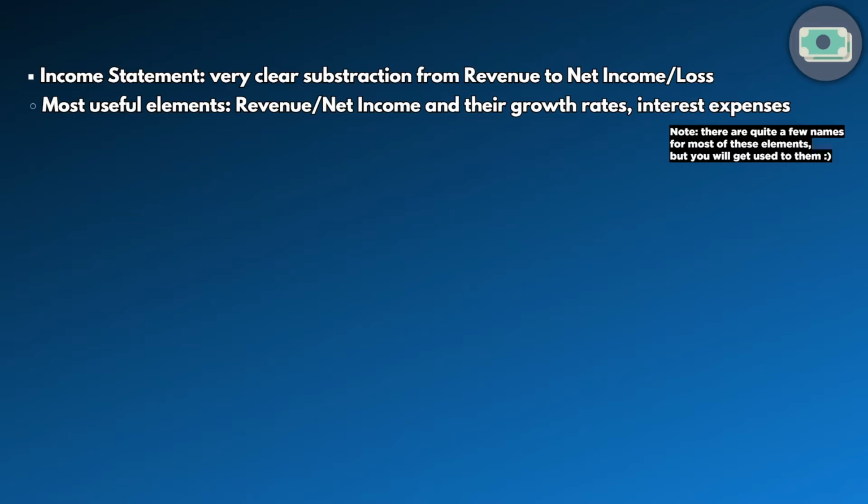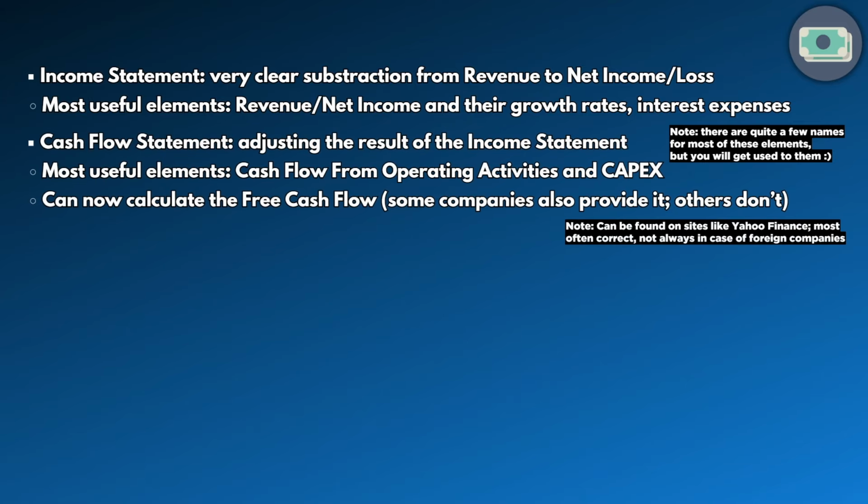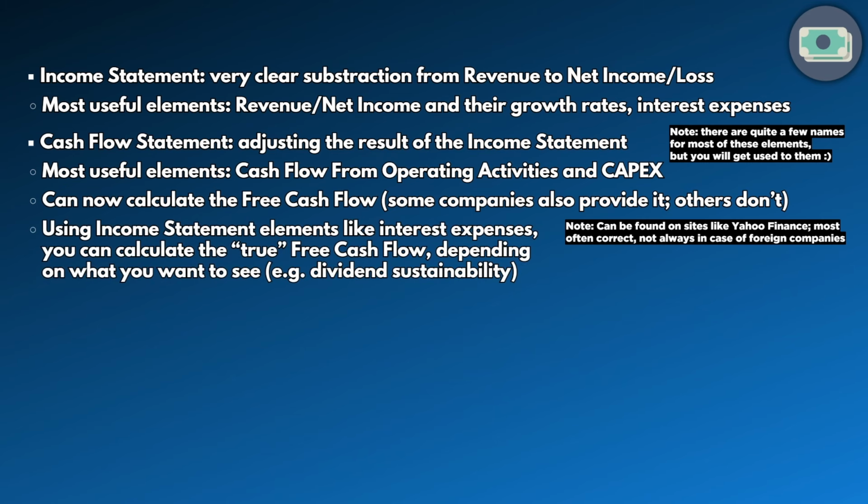interest expenses, depreciation, amortization, and so on until you get to the net income and EPS. Then, taking it a step forward and adjusting the net income, you get the free cash flow, which I think is often the best indicator because it allows you to see a very clear picture of what the company can do. And then, using things from the income statement like the interest expenses, you can get an even better idea about the truly free cash that they can make.